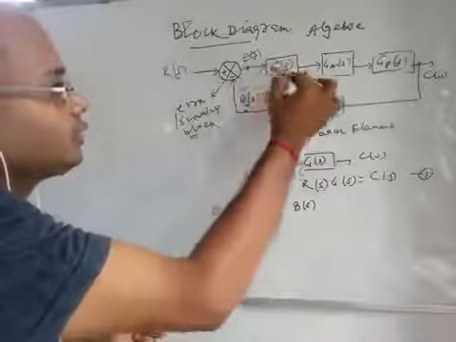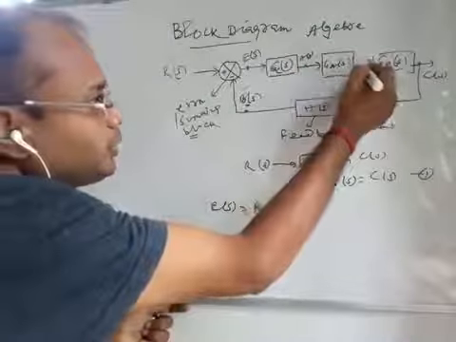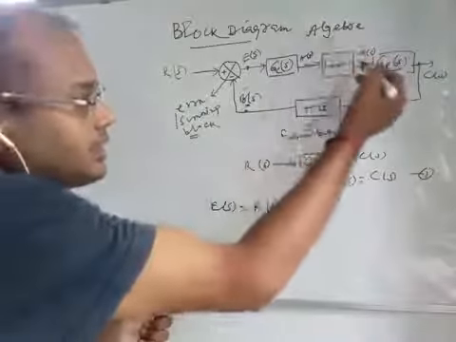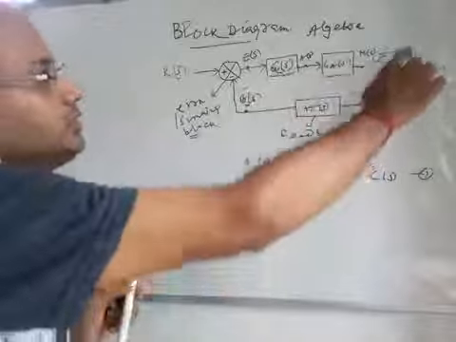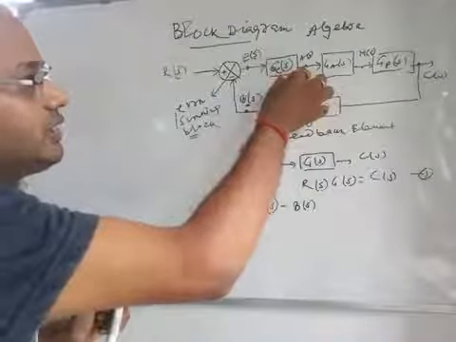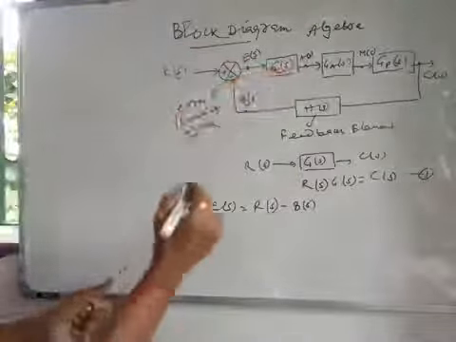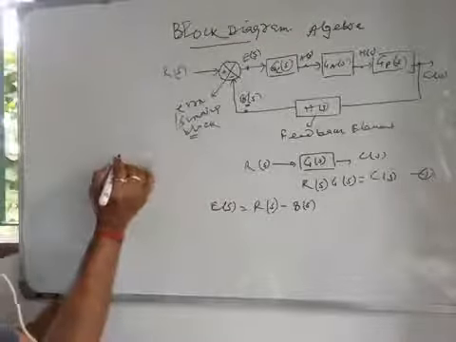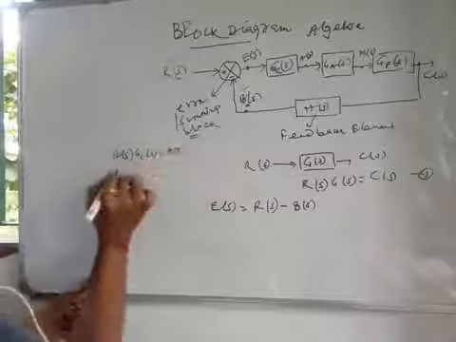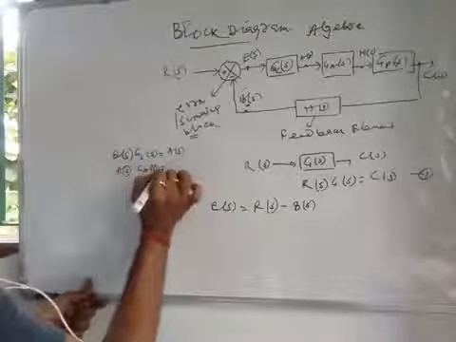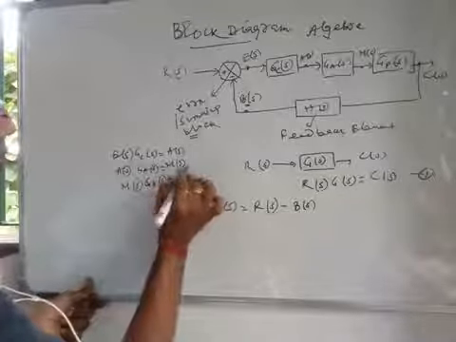Now this E(S) signal passes through the controller block to give an actuating signal, say A(S), and this A(S) is multiplied with the actuator block G(A)(S) to give the manipulated signal M(S). That manipulated variable signal goes to the plant to give C(S). So A(S) equals E(S) into GC(S), A(S) into GA(S) equals M(S), and M(S) into GP(S) gives C(S).